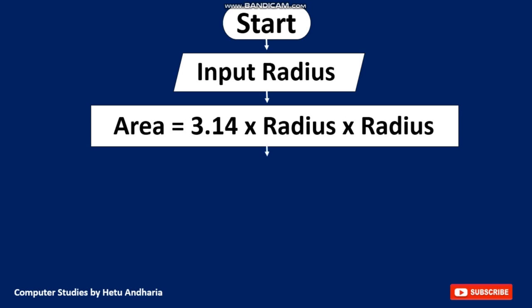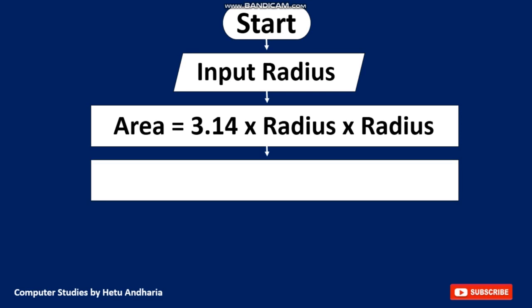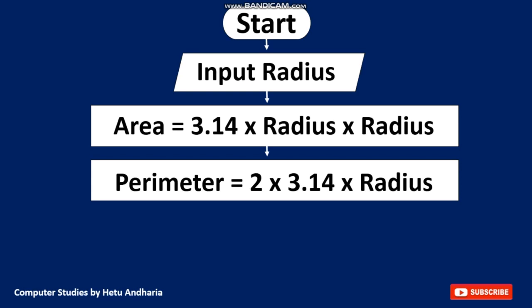Thereafter you will have to again move forward, and another process you will have to do. So you will have to draw a rectangular shape, and in that you will have to find the perimeter. Perimeter means circumference. So perimeter is equal to 2 into pi, pi means 3.14, into radius. So now you have got both the things, area and perimeter.